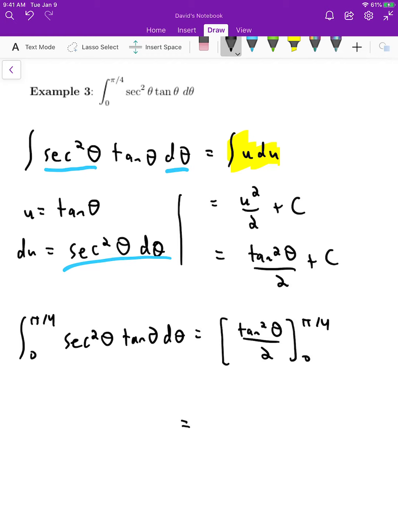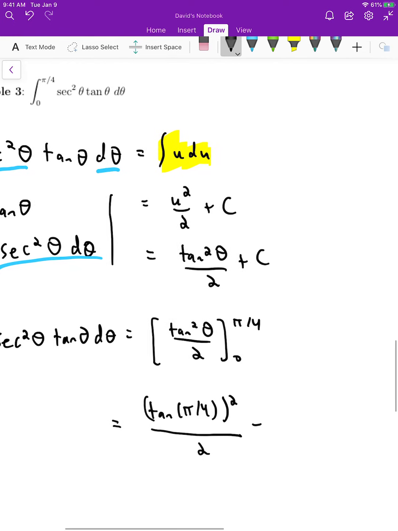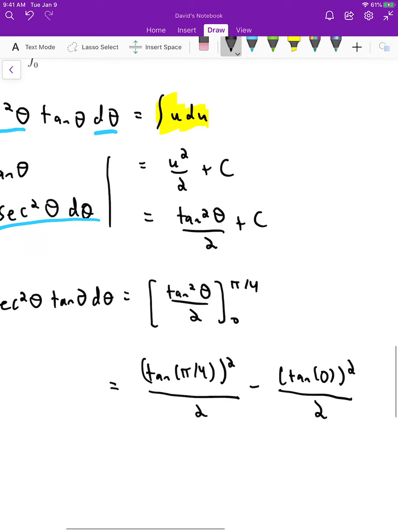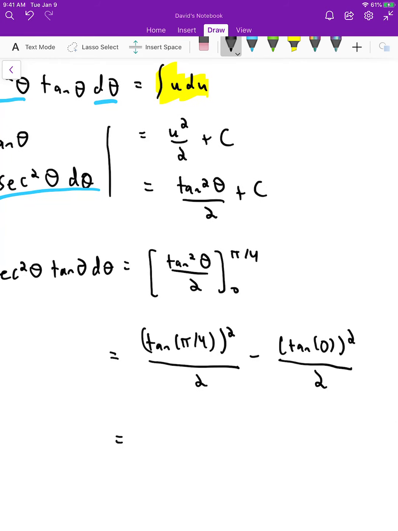Okay, so now we just have to evaluate tangent of pi over 4, quantity squared, over 2, and then subtract off tangent of 0 squared over 2. So this, of course, depends on if you remember what these tangent values are. Tangent of pi over 4 is 1. Tangent of 0 is 0, so you end up with just a half.